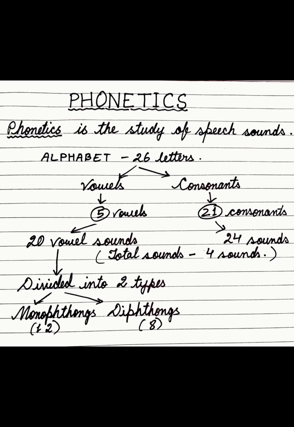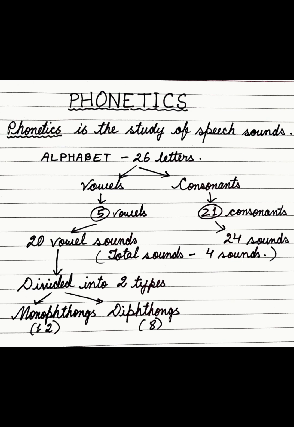It says 20 vowel sounds. This is very important. We have only 5 vowel letters, but we commonly learn 20 vowel sounds. So, don't confuse vowel letters with vowel sounds. 5 vowel letters, but 20 vowel sounds.